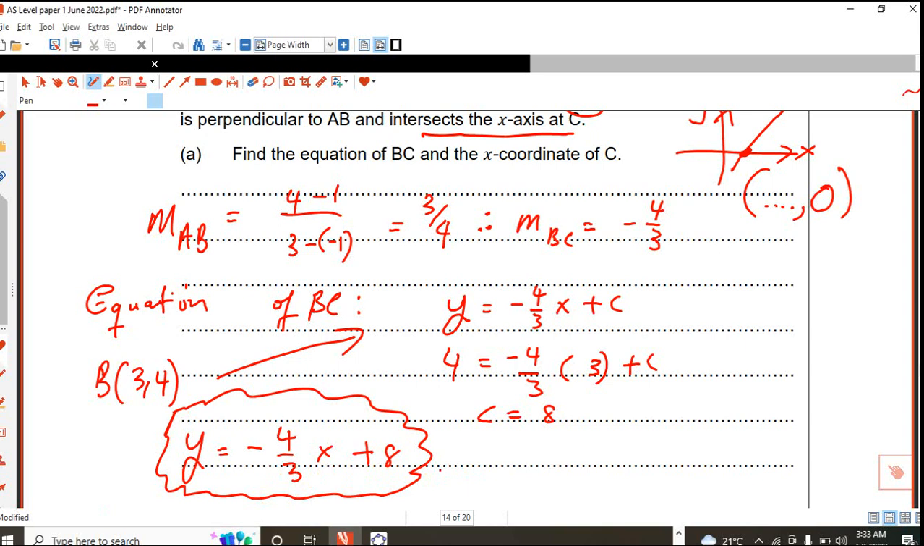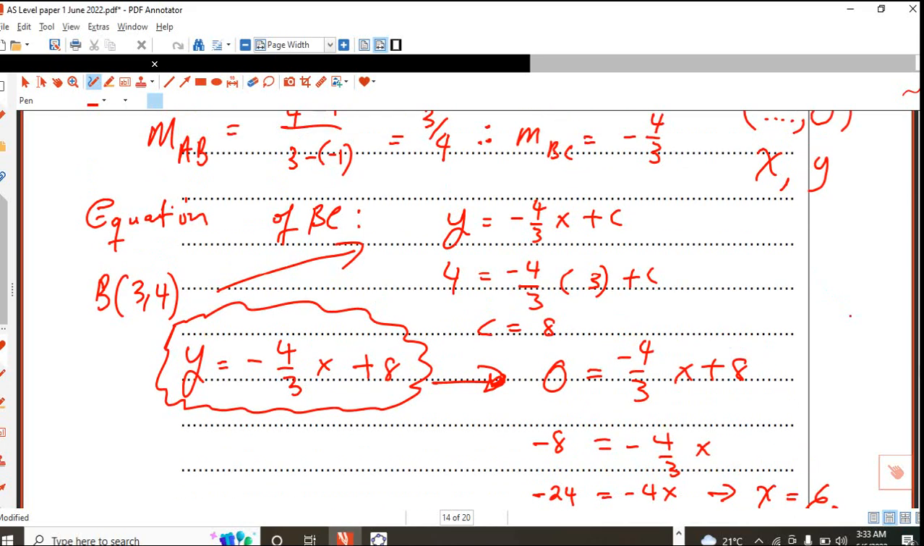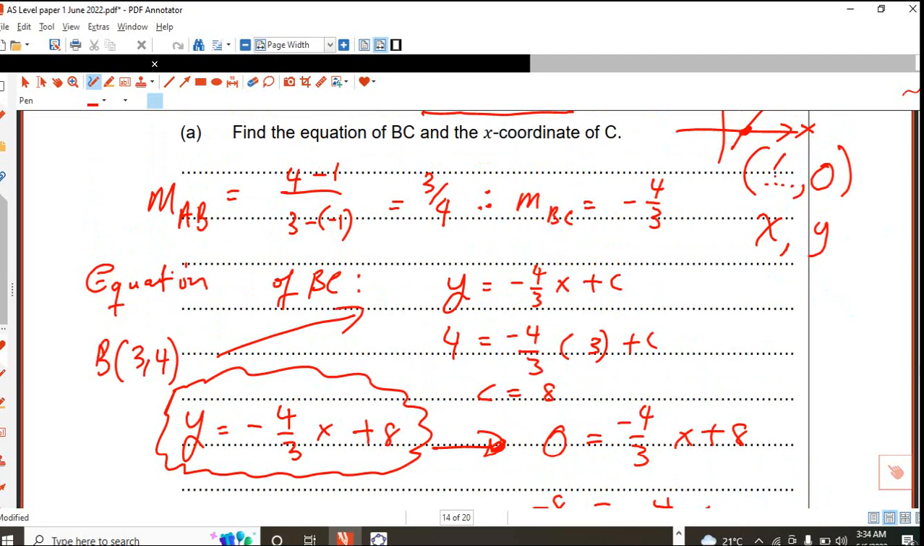So in order for us to find what the x value would be, we know that the y, in order to find that, we will say 0 for y equals -4/3x plus 8. Now we are going to solve that equation, okay? And you solve this, it is -8 equals -4/3x. 3 times that is -24 equals -4x. Now you can see that x will be equal to 6. So eventually, this point here is the point (6, 0).